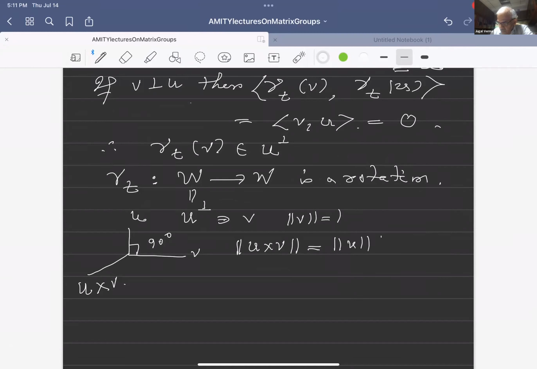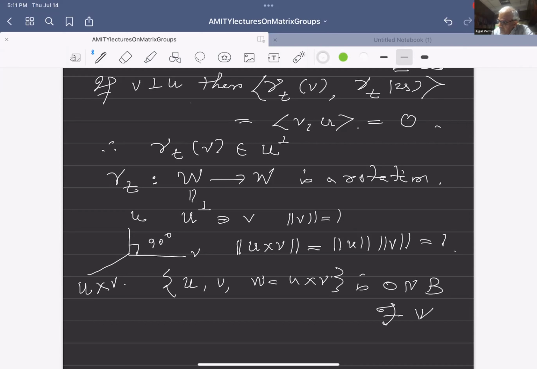Norm of U times norm of V times 1, but this is 1. So U, V, and let's call W the cross product. This is an orthonormal basis. So the plane W is spanned by V and U cross V. Their linear span is this plane, which is perpendicular to U.